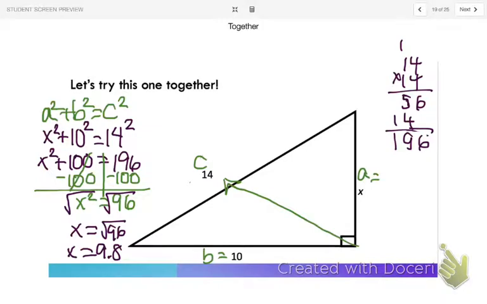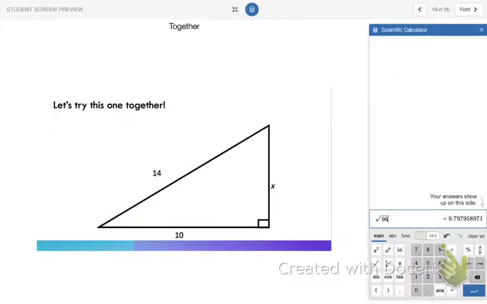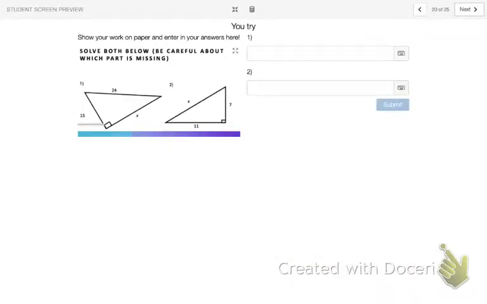If you need more time, pause the video. We're going to go to the next example. Okay, so here it says, show your work on paper and enter your answers here. We have two examples here, so solve both below. Be careful about which part is missing.